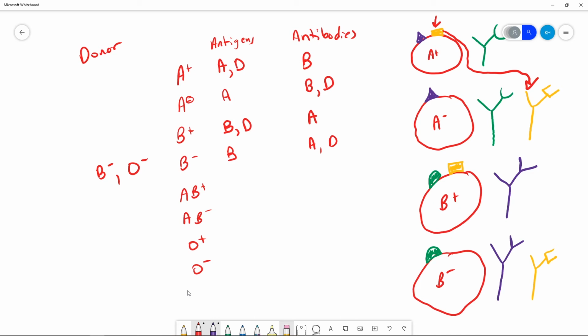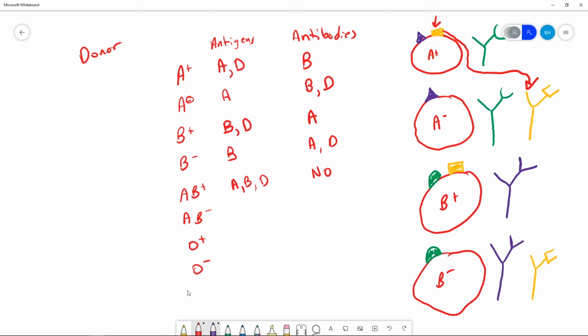Cool. Now let's take a look at blood types AB. So using the same principles as above, we can see that they have the A antigen, the B antigen, and the D antigen for positive individuals. This means that they wouldn't have any antibodies for the A, B, or D antigens. So what does that mean about donation?